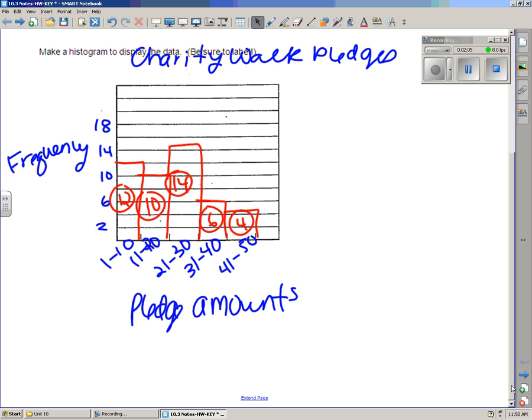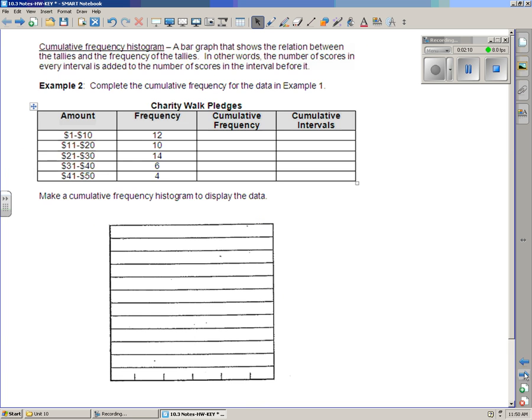All that's going to be different now is we're going to take these frequency histograms and we're going to make them cumulative frequency. And don't forget that cumulative means you incorporate everything from the beginning all the way to the end. So cumulative frequency is just a bar graph that shows the relation between the tallies and the frequency of the tallies. In other words, the number of scores in every interval is added to the number of scores in the interval before it. So you're basically going to be including all those intervals before, or really going back to the beginning. So instead of doing it by tens, you're going to do it just by different amounts, but always starting from 1. So really, when you do cumulative frequencies, decide on your intervals first.